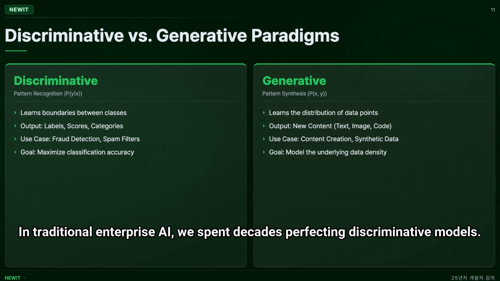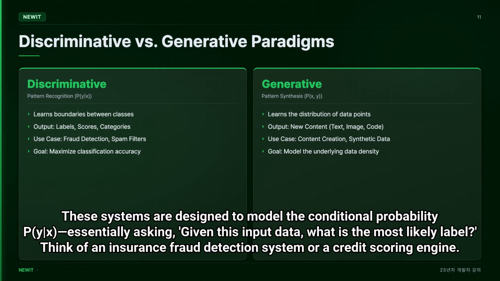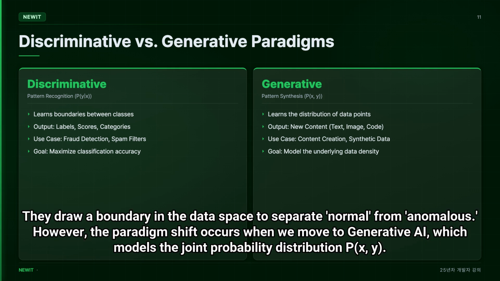In traditional enterprise AI, we spent decades perfecting discriminative models. These systems are designed to model the conditional probability P(y|x), essentially asking, given this input data, what is the most likely label? Think of an insurance fraud detection system or a credit scoring engine. They draw a boundary in the data space to separate normal from anomalous.